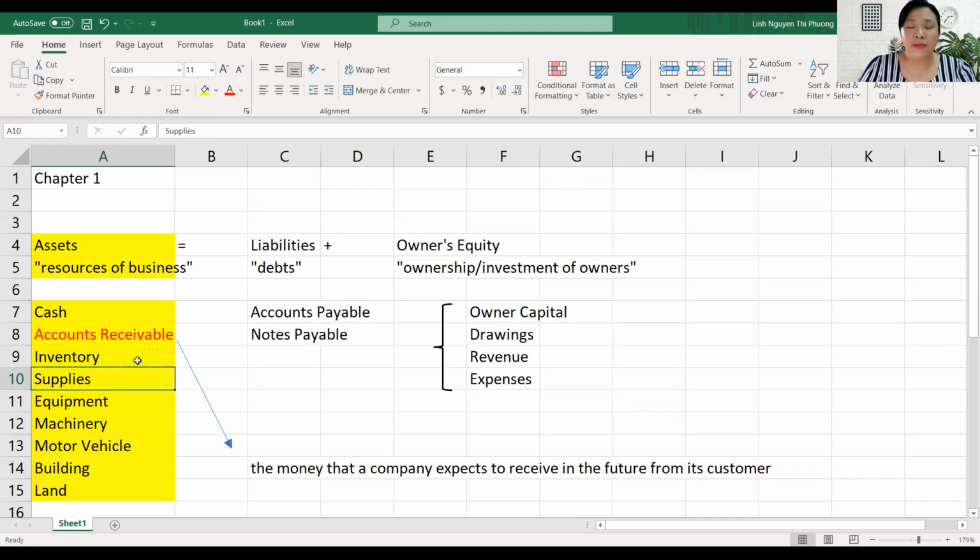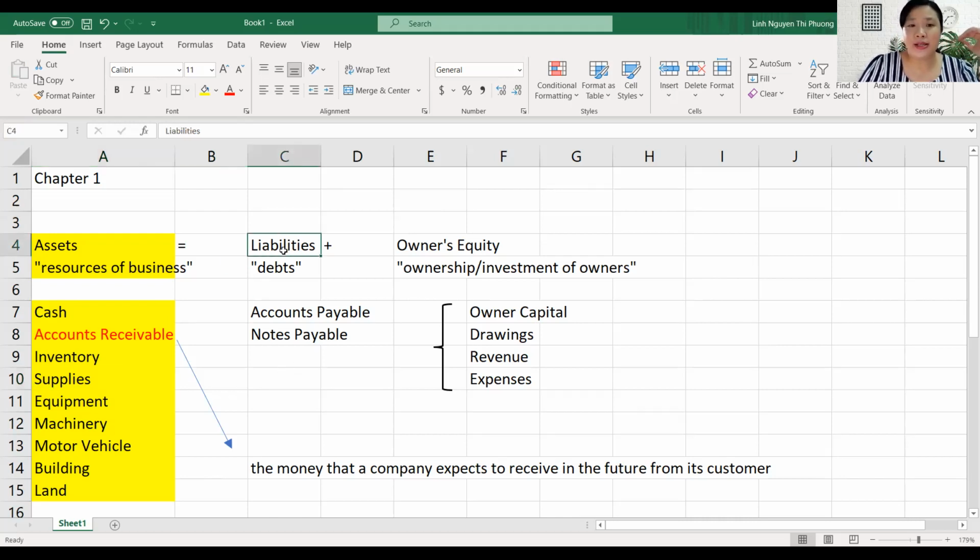So what is the difference between inventory and supplies? Well, inventory are those things that you buy from others or you produce and then you sell to the customer, all right? But supplies are those things that we purchase, okay? And then we use in the business, okay? You see the difference? For example, if we use some pencils in the business, it will be supplies, all right?